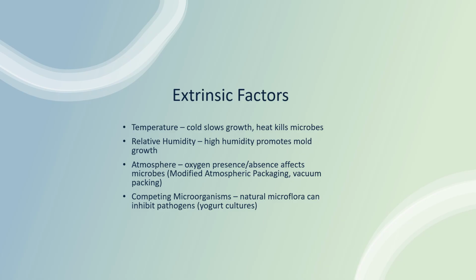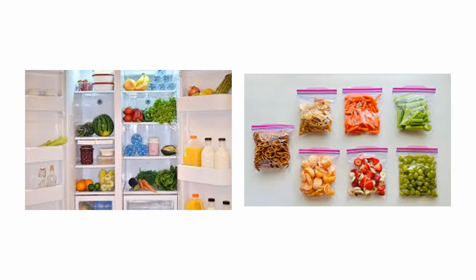The next thing is competing microflora. Usually some foods have naturally occurring normal flora that inhibit pathogens. For example, yogurt is formed by natural microorganisms, and they inhibit pathogens. And these are the examples of refrigeration and tight packaging.